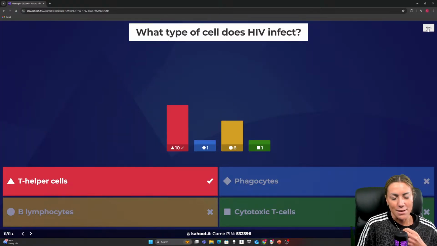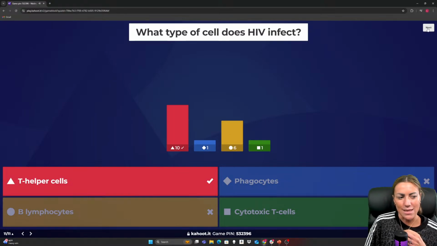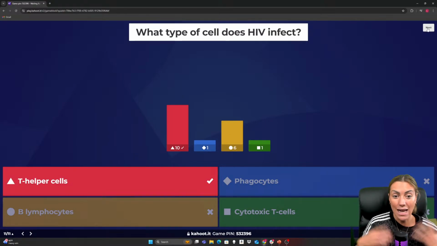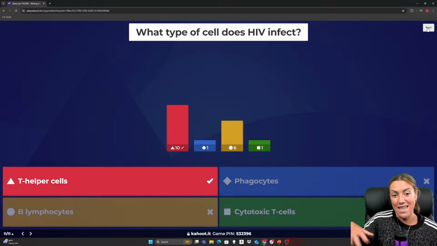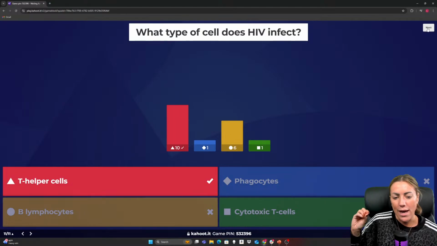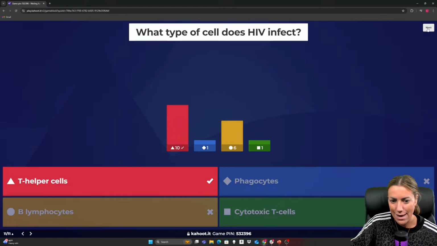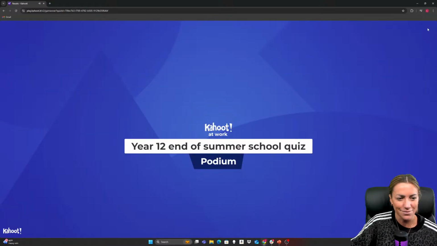Yeah, well remembered. It was a few lessons ago that we did this, but it's T helper cells, which are a type of white blood cell, a type of lymphocyte. All the other answers there are other types of white blood cell. They all do exist, but HIV specifically infects T helper cells because that's the cell that has the receptors complementary to the attachment proteins. Well done.